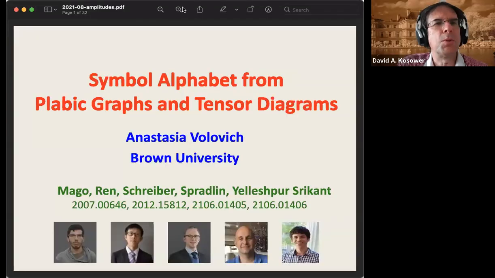And I'll ask Anastasia to share her transparencies. So we're switching again now in a more mathematical direction to Anastasia Volovich from Brown University, who will tell us about the symbol alphabet from Plabic graphs and tensor diagrams. Plabic, if I'm not mistaken, is an abbreviation for planar bicolored, but you'll correct me if I'm mistaken.